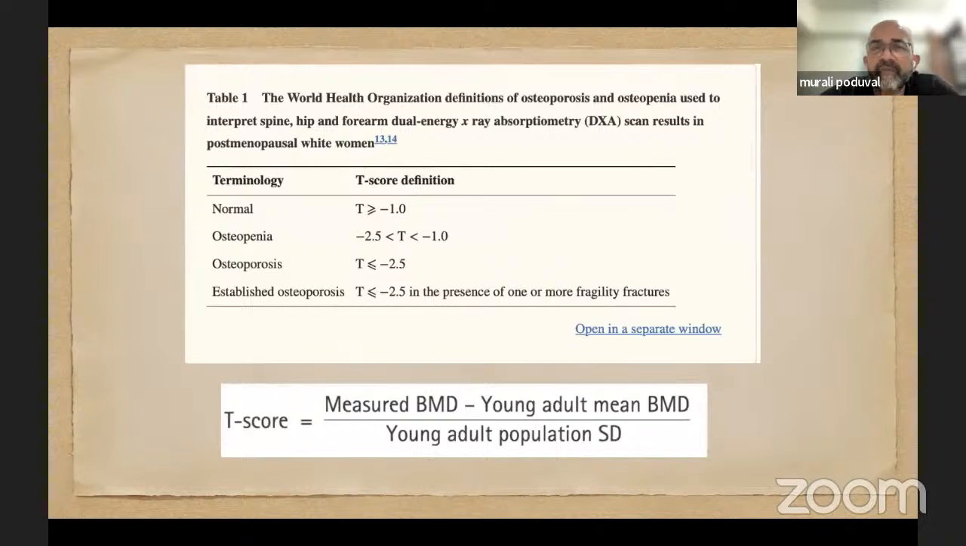The WHO definition of osteoporosis is based on the DEXA score. Anything that is less than or equal to minus 2.5 standard deviations below the reference mean of the population is considered osteoporosis. Plus, if there is the presence of one fragility fracture, it becomes established osteoporosis.